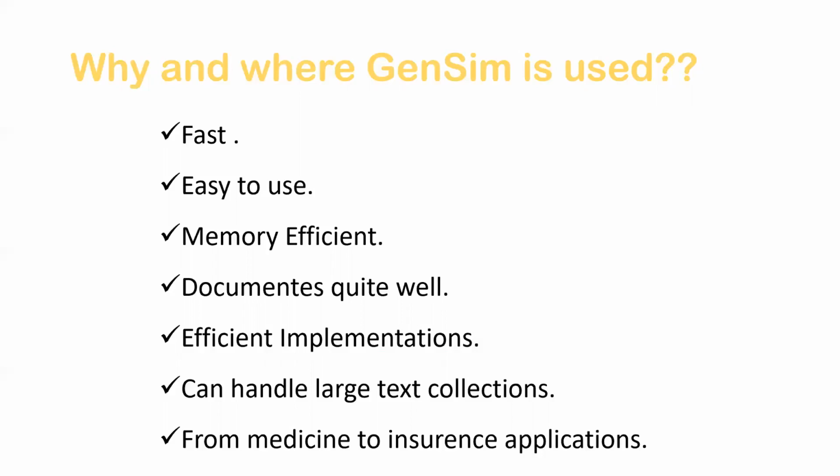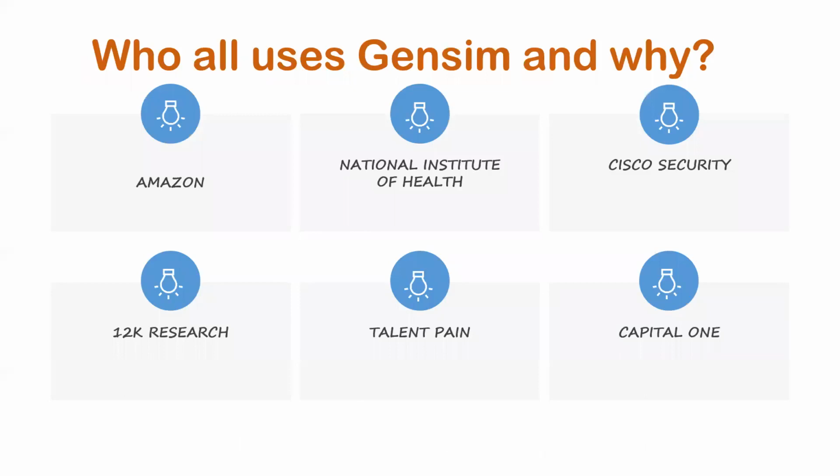Now let's see who all uses GenSim. First is Amazon. You know, right, what is Amazon? It is a retail factory. Here, GenSim is used for getting document similarities. Next, National Institute of Health. Here, it is a health industry which uses GenSim for processing grants and publications with word2vec.